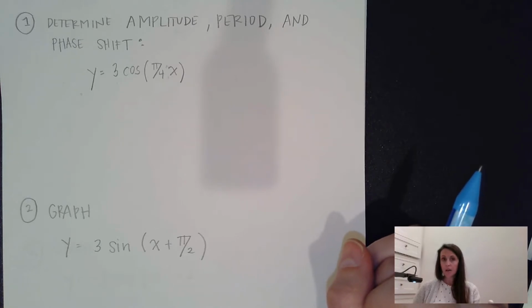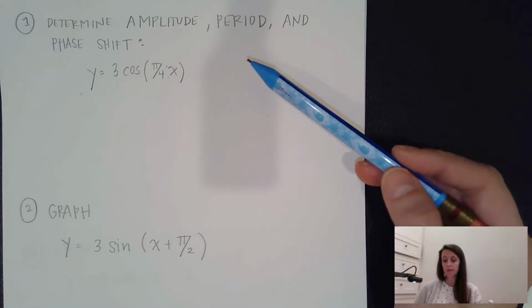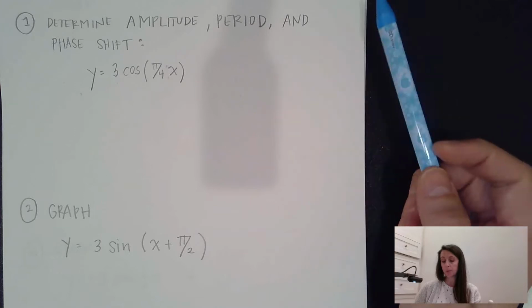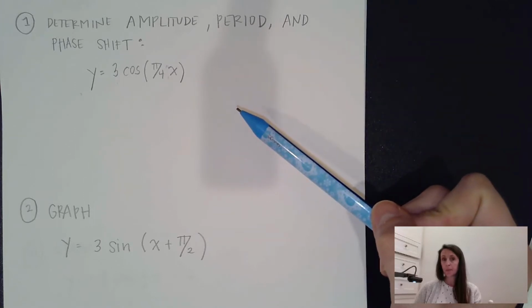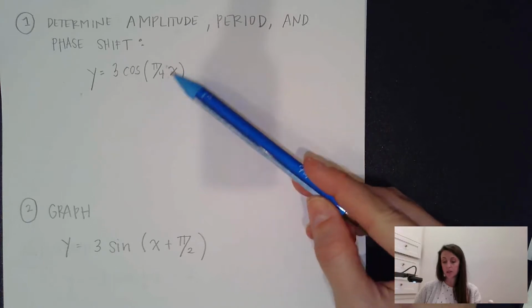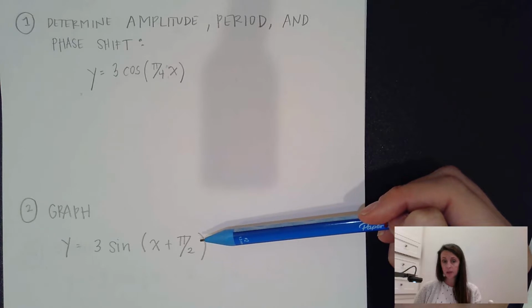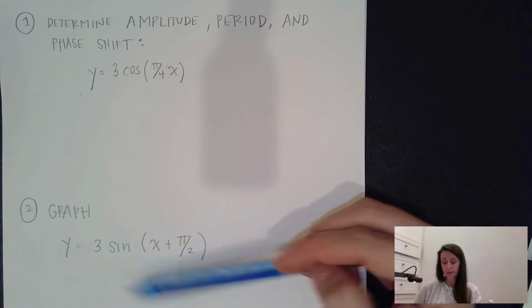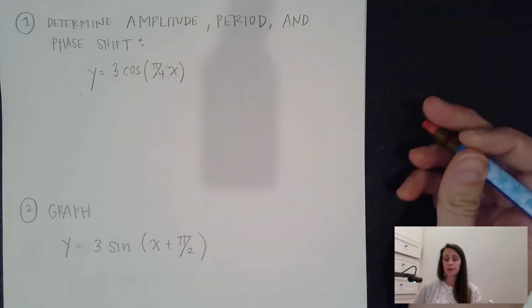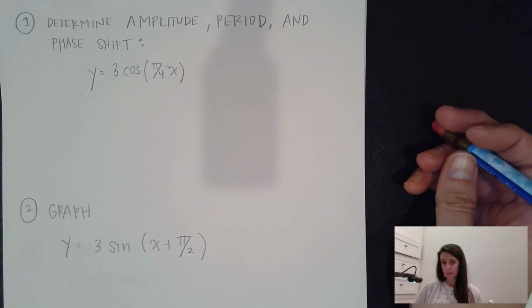So if you will take a minute and work through these problems for me. The first one says just determine the amplitude, period, and phase shift, if there is any, and this one is y equals 3 times cosine of pi over 4 x. The second one down here, I want you to graph it. So tell me all the characteristics about it, and then I want you to graph it. It is y equals 3 times sine of x plus pi over 2.